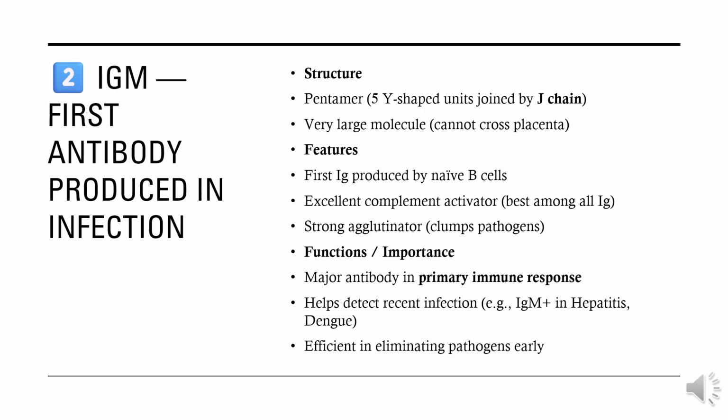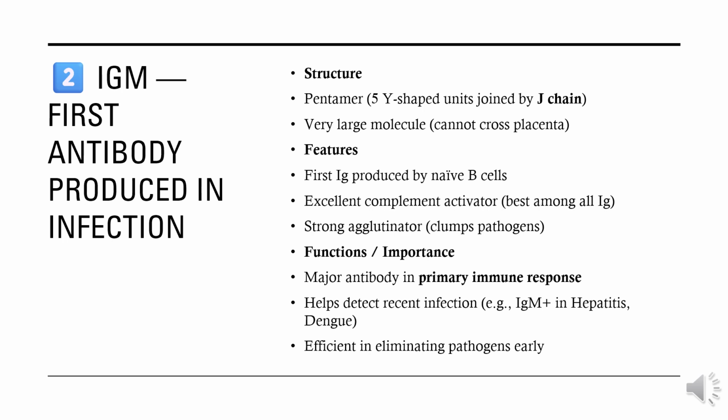Next antibody is the IgM. This is the first antibody which is expressed on the B cells. It is pentameric in structure. These five chains are joined by the J chain. It is very large in shape.